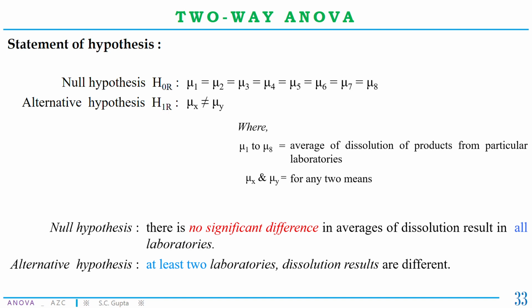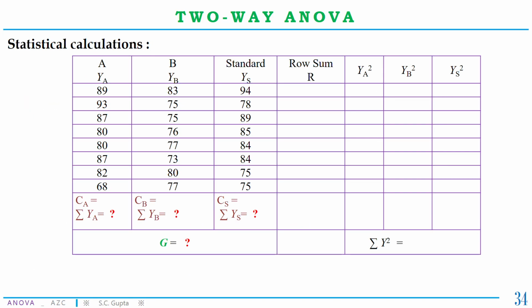Null hypothesis is there is no significant difference in averages of dissolution result in all laboratories. Alternative hypothesis is at least 2 laboratories, dissolution results are different. For the statistical calculations, in two-way ANOVA compared to one-way ANOVA, there is additional calculation of row sum.